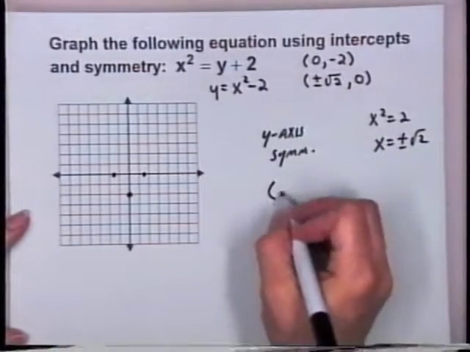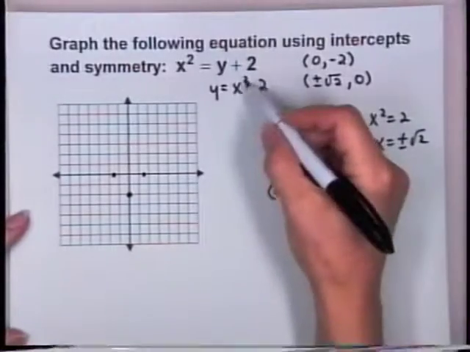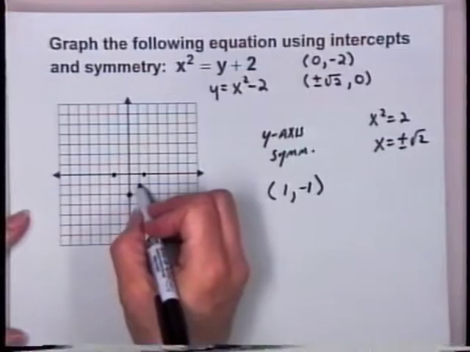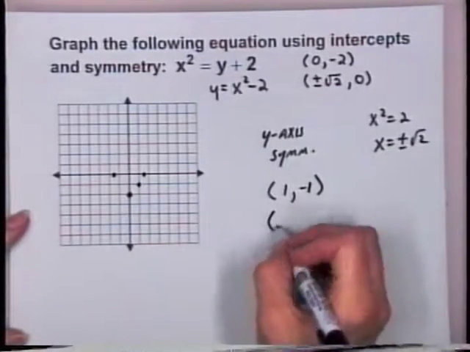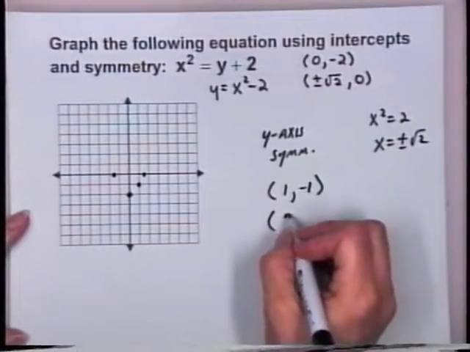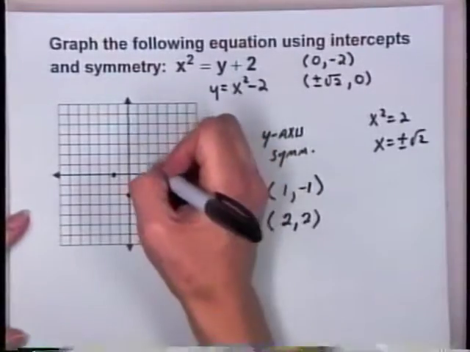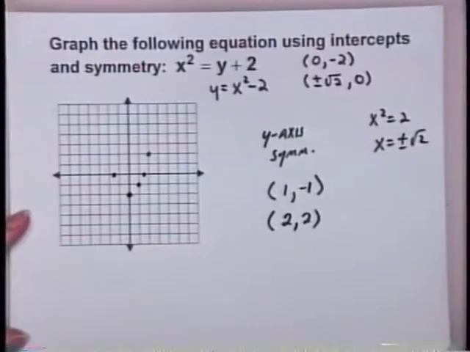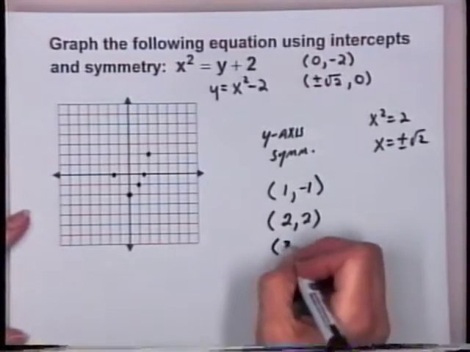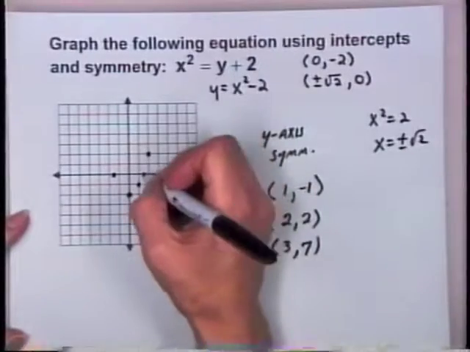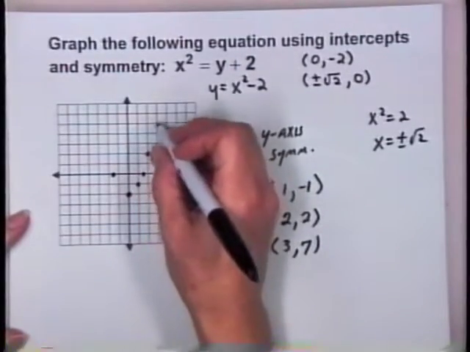Okay, so if x is 1, 1 squared is 1, 1 minus 2 is a negative 1, so I have the point 1, negative 1. Let's go ahead and use x equals 2. 2 squared is 4, 4 minus 2 is a 2, so I have the point 2, 2. Okay, and let's do one more. If x is 3, 3 squared is 9, minus 2 is 7. 3, 1, 2, 3, 4, 5, 6, 7.